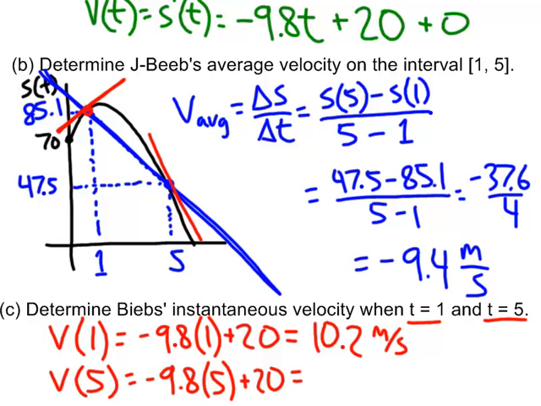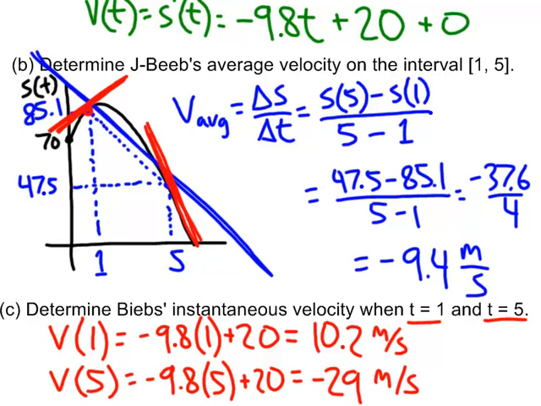And negative 9.8 times 5 is going to be negative 49 plus 20. That will give me negative 29 meters per second. And again, the negative is what denotes that he is going downward. So again, to repeat, those were the slopes, 10.2 versus negative 29. And again, our average velocity had that secant slope right here.